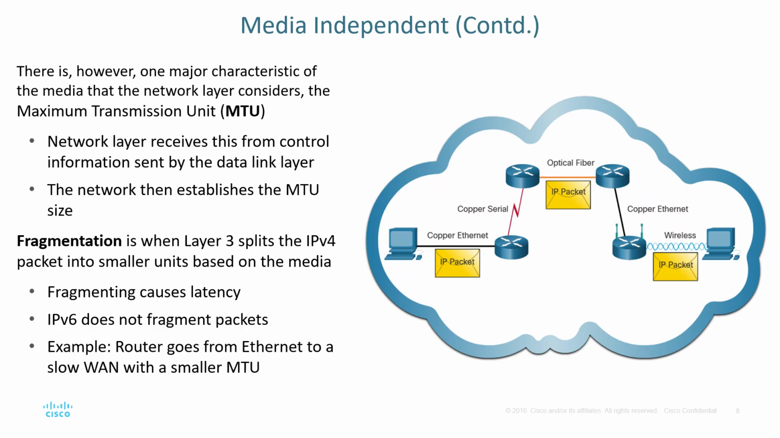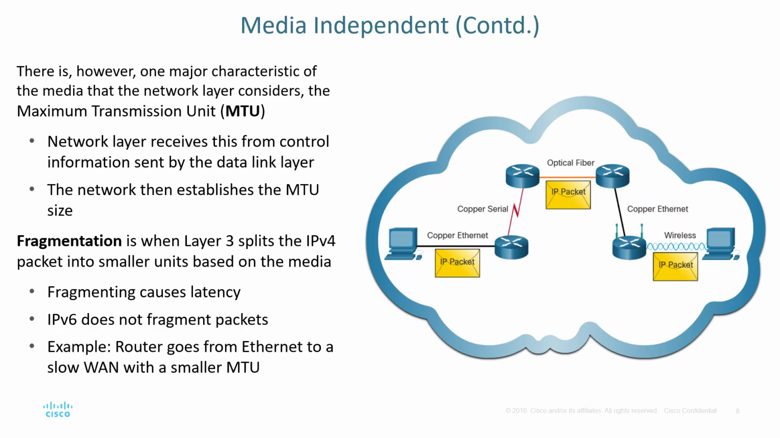So your network layer receives this from the data link layer. The network then establishes the MTU size based on the media. Another terminology that you need to be familiar with is fragmentation. Fragmentation is when layer 3 will split the IPv4 packets into smaller units based on the media.